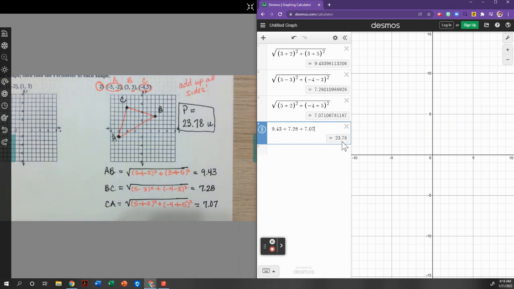So that is how you're going to complete the rest of the worksheet. This is all review. We've done distance formula, so you're just going to keep practicing with that. You're going to do all the sides necessary for the shape, add it up, and you've got your answer. All right, good luck.